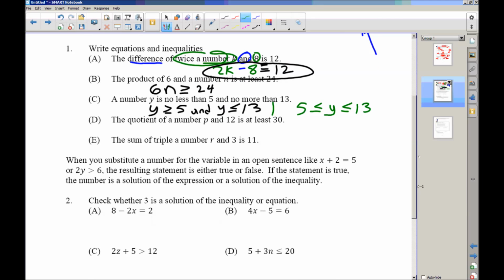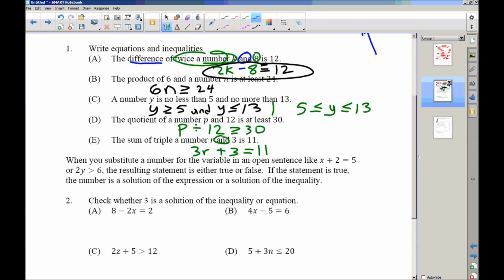All right. Part D. The quotient of a number p and 12 is at least 30. Okay? So I have p, and I replace and with the divide. Is at least 30. At least means this has to be bigger than or equal to 30. Okay? All right, the sum of triple a number r and 3 is 11. So the sum means to add. So add up, replace and with add. Triple a number r and 3, and then is turns into equals, and we have 11.